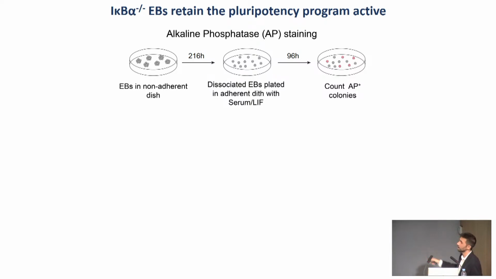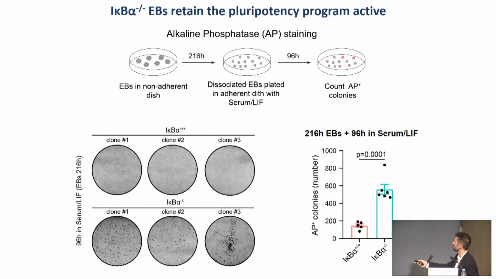And after 4 days, I just screened for AP positive colonies. As you can see here in the image, and also here by quantification, in a wild-type situation, the 3 independent clones were presenting a very low number of pluripotent cells remaining. In the knockout cells, you can see that the number of AP positive colonies is much higher.